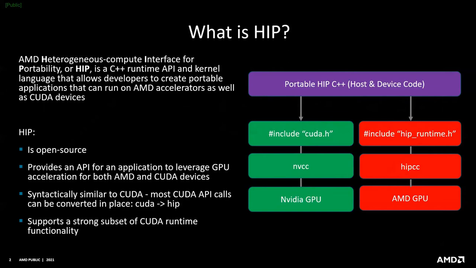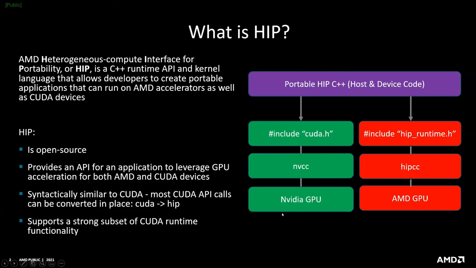So what is HIP, first of all? Basically, HIP is the Heterogeneous-compute Interface for Portability. And it's nothing but a C++ runtime API and kernel language that allows developers to create portable applications that run on both AMD and NVIDIA accelerators.